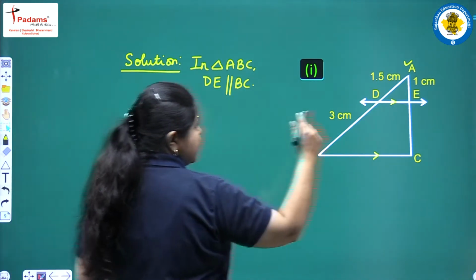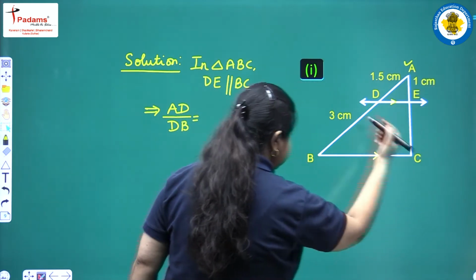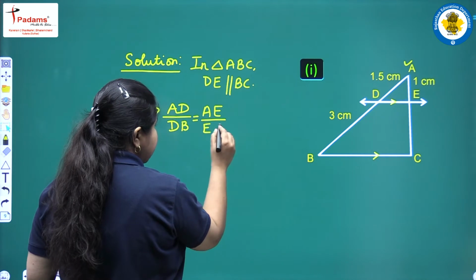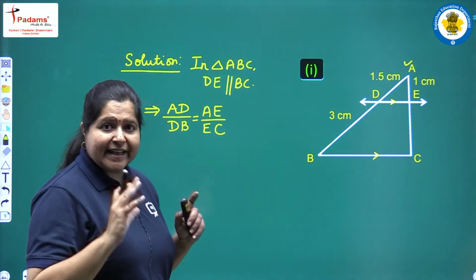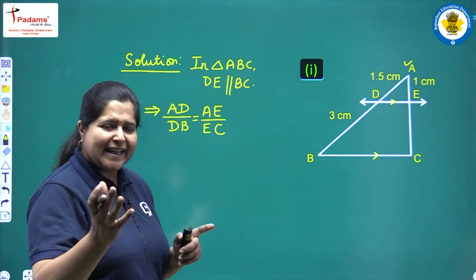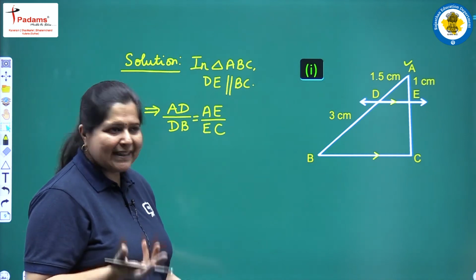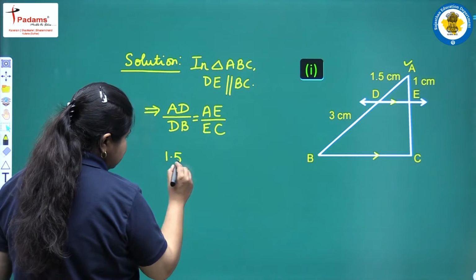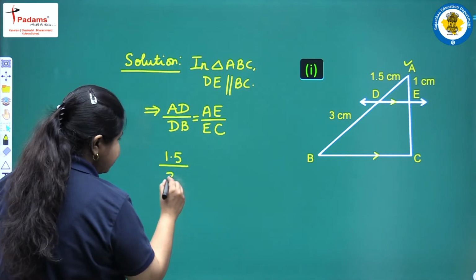From the vertex A we will be taking two parts, AD upon DB equal to, from here we will take AE upon EC. I hope you have got very much familiar with it, and you can also pause the video once and try to do these questions once on your own, and then you can always verify from here. Here we see the length AD, it is 1.5 centimeters and DB it is 3 centimeters.